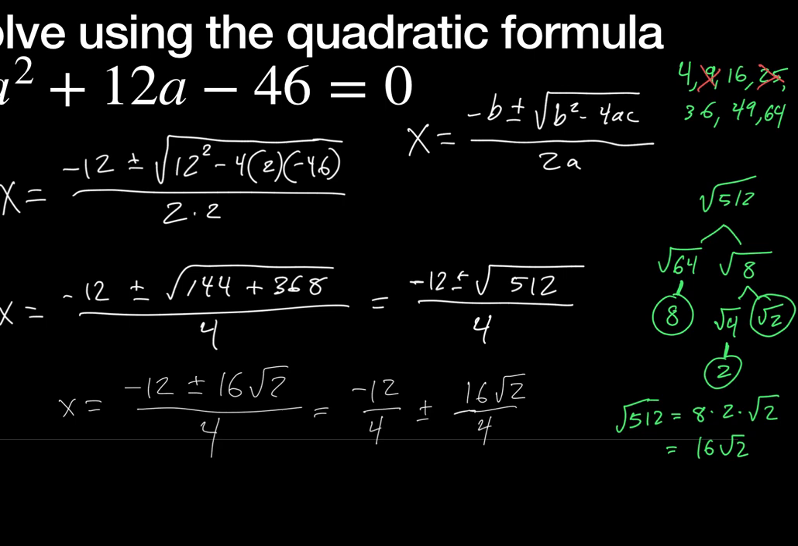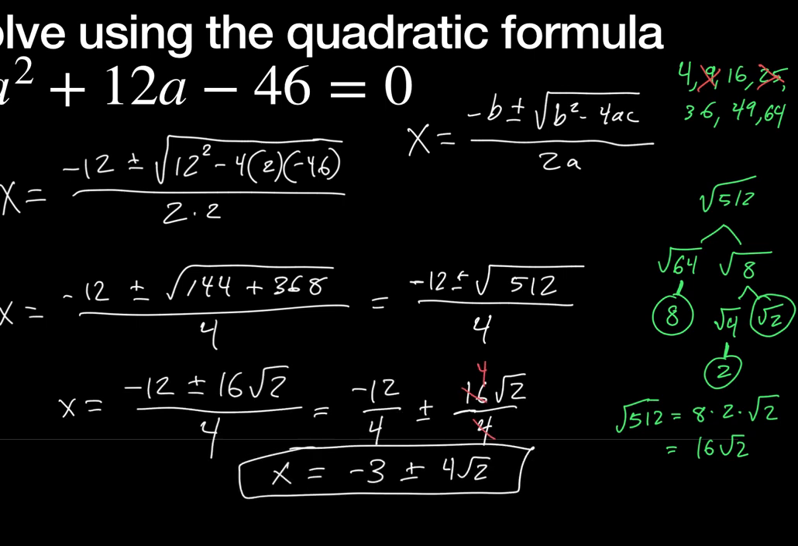But if you don't see it, oftentimes this is easier because negative 12 divided by 4 is negative 3. Plus or minus. Here, 16 and 4 reduce. 4 square root of 2. Those are my two answers. Negative 3 plus 4 square root of 2. Negative 3 minus 4 square root of 2.